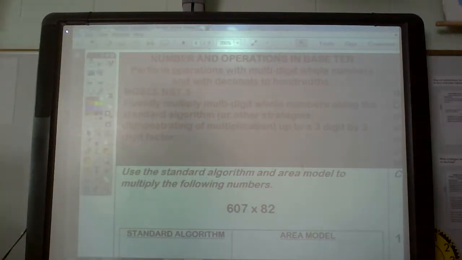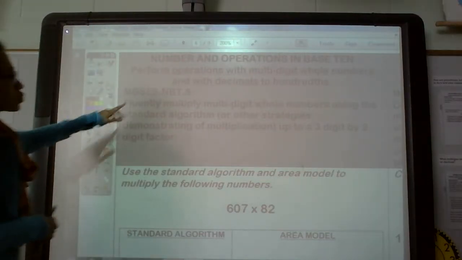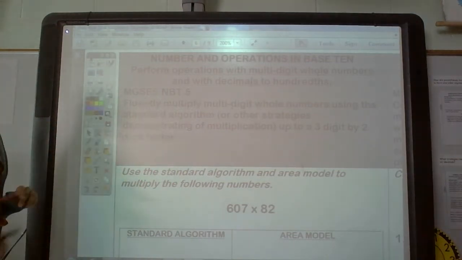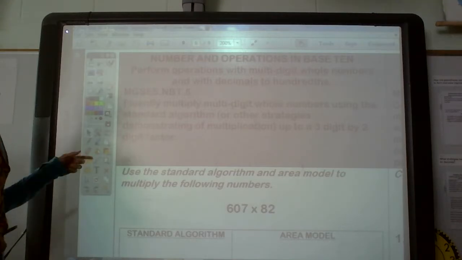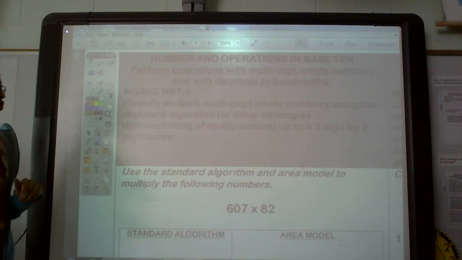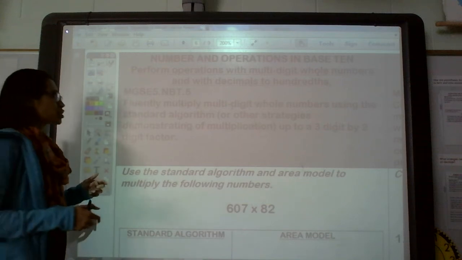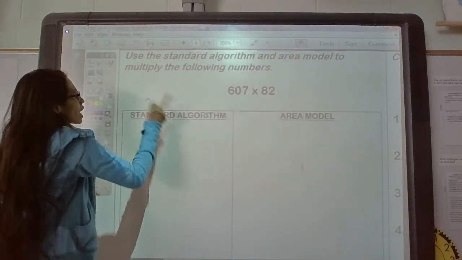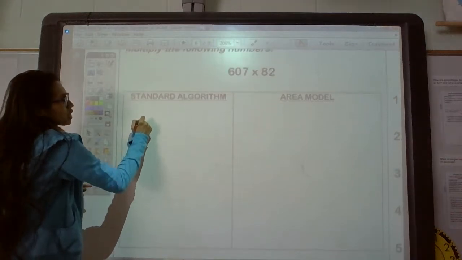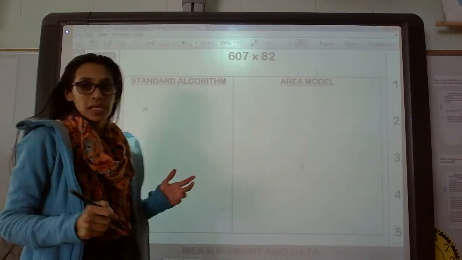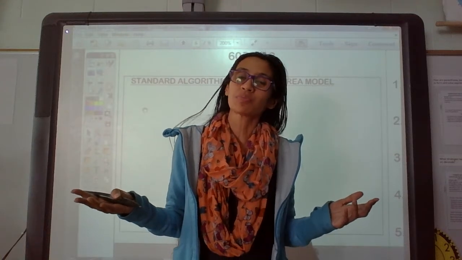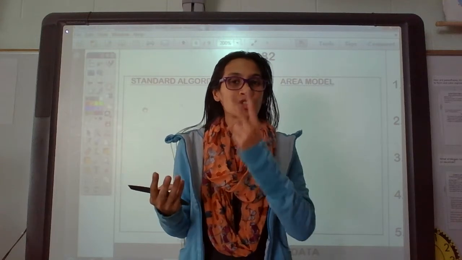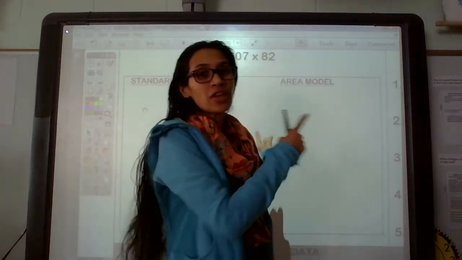It says, number and operations in base 10. Perform operations with multi-digit whole numbers and with decimals to hundreds. Fluently multiply multi-digit whole numbers using the standard algorithm or other strategies demonstrating understanding of multiplication up to a 3-digit by 2-digit factor. So here we are. We need to use the standard algorithm and the area model to multiply the following numbers. So many different ways to multiply. In this problem, we need to do 2 different strategies, 2 ways, the standard algorithm and the area model.